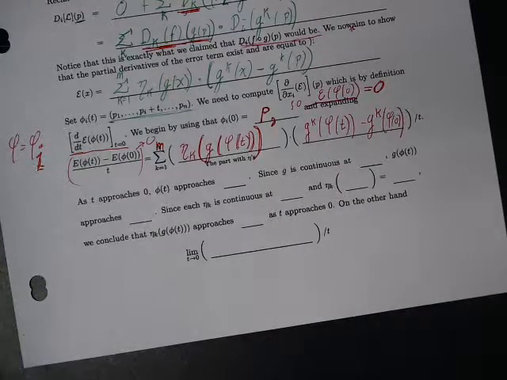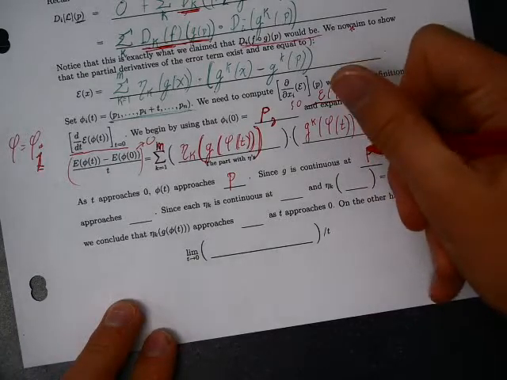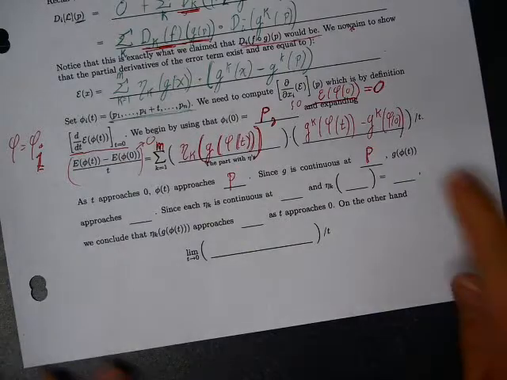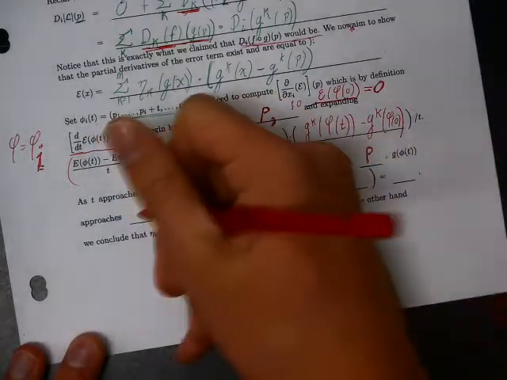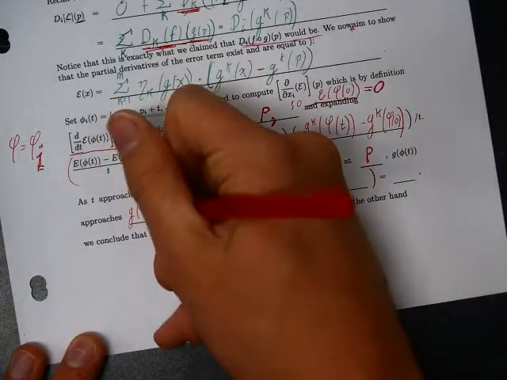As t approaches 0, what does phi of t approach? It approaches phi of 0, but alternately that's p. By assumption, g is continuous at p. I haven't used that assumption for anything yet. g is continuous at p. So g of phi of t must approach g of p.